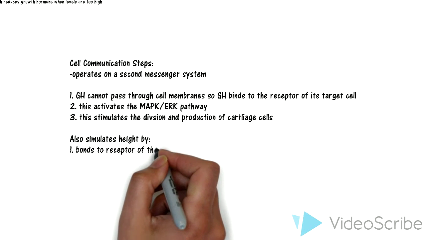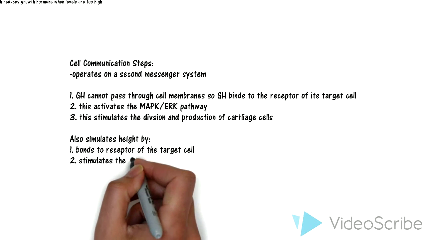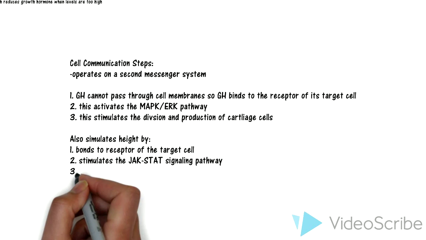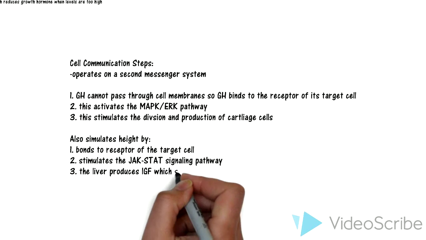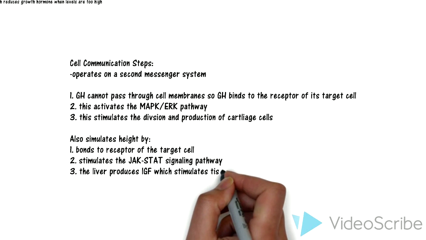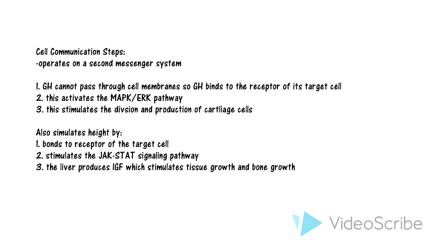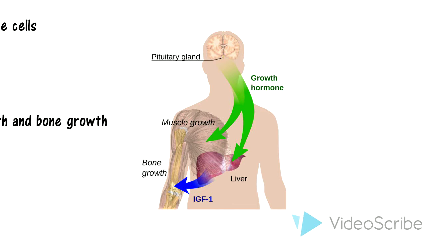And then GH also targets liver cells through the JAK and STAT signaling pathway. And this effect causes IGF, or insulin-like growth factor, to be produced, which stimulates the growth of tissues, cartilage, and bones. And this shows the 3 areas that growth hormone targets.